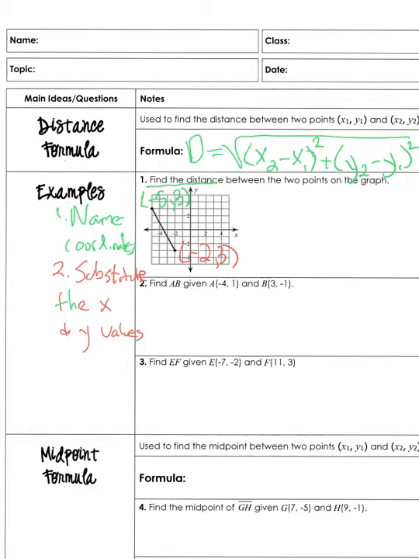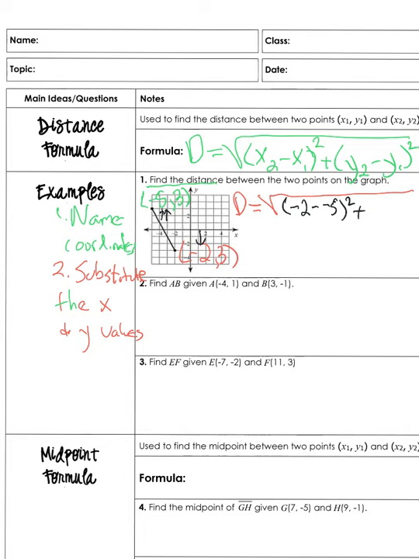So let's go ahead and find the distance between the 2 points. So we have D equals the square root. Now, the x coordinates are -2 and -5. So as long as you keep that same order, -2 minus -5 squared, and then you do the y coordinates.